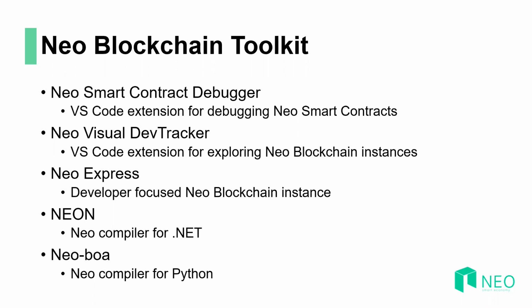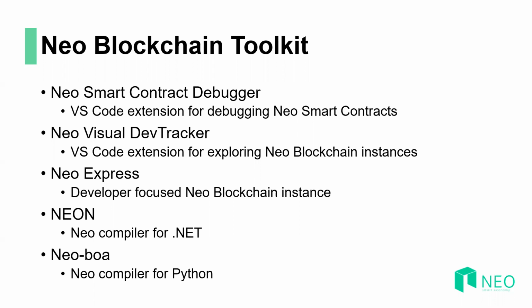If you're familiar at all with blockchain, you're probably familiar with explorers and trackers. In the NEO space, there's NEO Scan and NEO Tracker. The visual dev tracker is a similar type of tracker specifically tuned for developer scenarios and integrated directly into Visual Studio Code, excuse me, not Core. These web-based trackers like NeoScan are primarily focused on scanning mainnet or testnet. We want to be able to scan locally running NEO blockchain instances as well, which is why we have this tool integrated into Visual Studio Code.